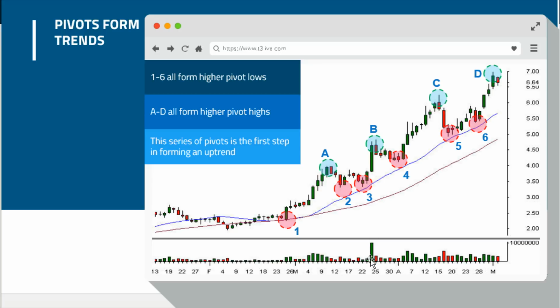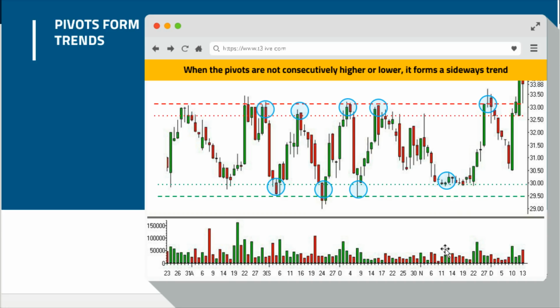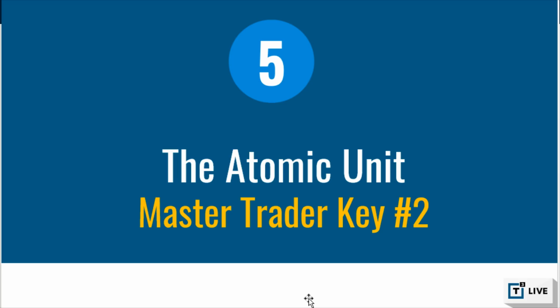This is an uptrend. Notice how in an uptrend, the higher pivot highs need to be consecutive. Every pivot high is higher than the one before it. Every number here, 1 through 6, every pivot is higher than the prior pivot. And that's when you have a really nice uptrend. That's when you have a really nice downtrend. Okay? And that's a sideways trend. We already talked about it.